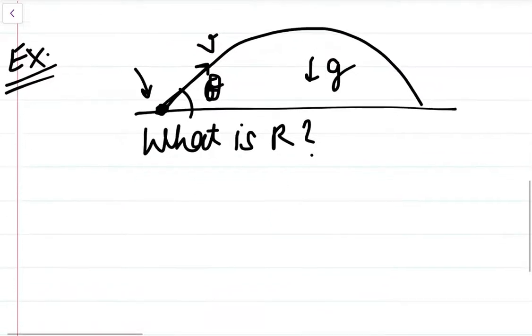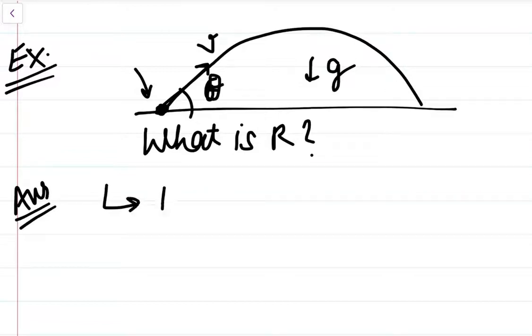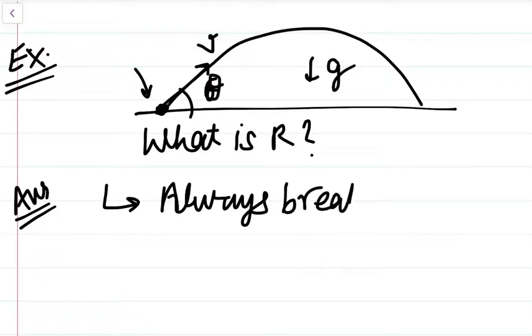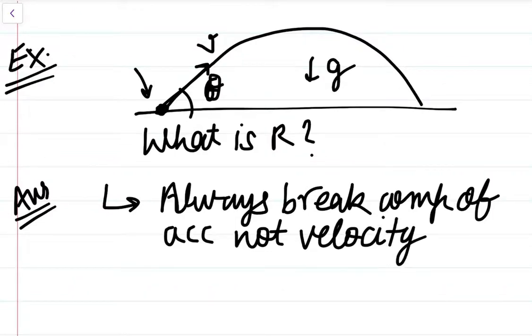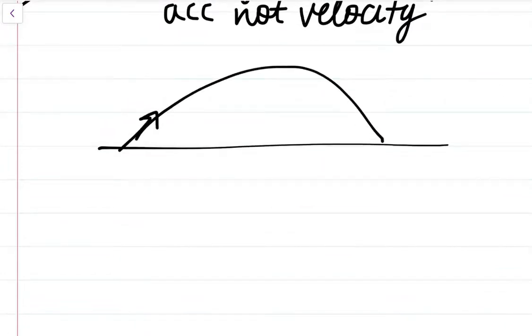So first, the most important thing that you have to remember is to always break up the components of the acceleration, not the velocity. I will just write it down here. Okay, this is very important. If you miss this, then your answer will obviously come out wrong. So let's take an example. In the same question, this angle is theta and this is v.